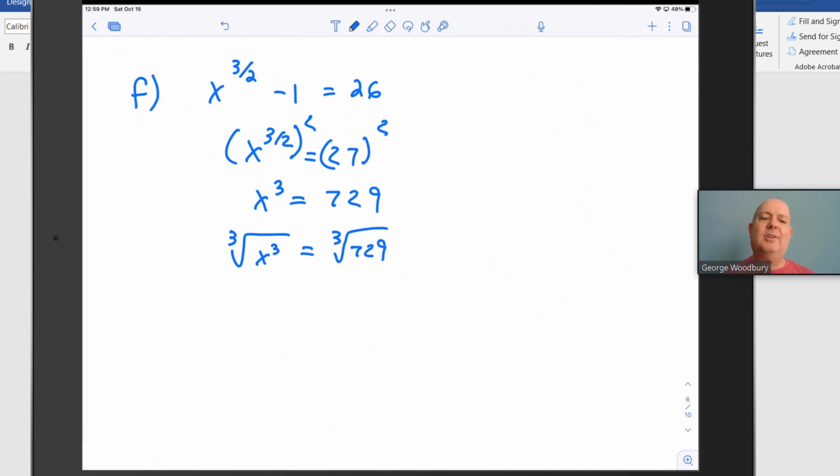And remember, you don't have to take plus or minus when we're taking an odd root. That's only when we're taking an even root on both sides. The left side becomes x. Now I just have to figure out what is the cube root of 729. It's 9.